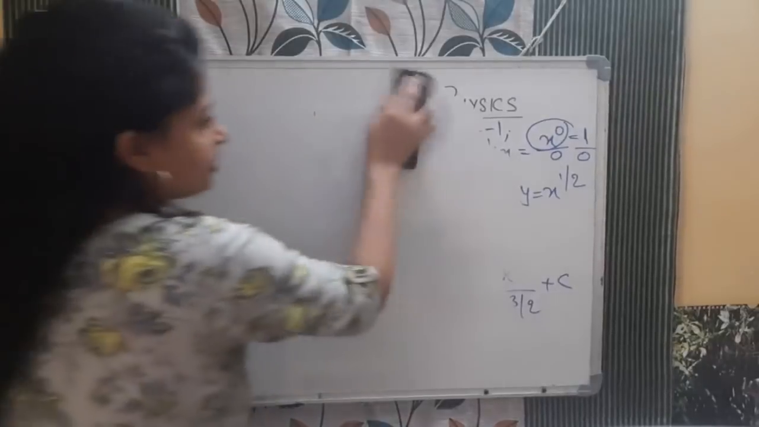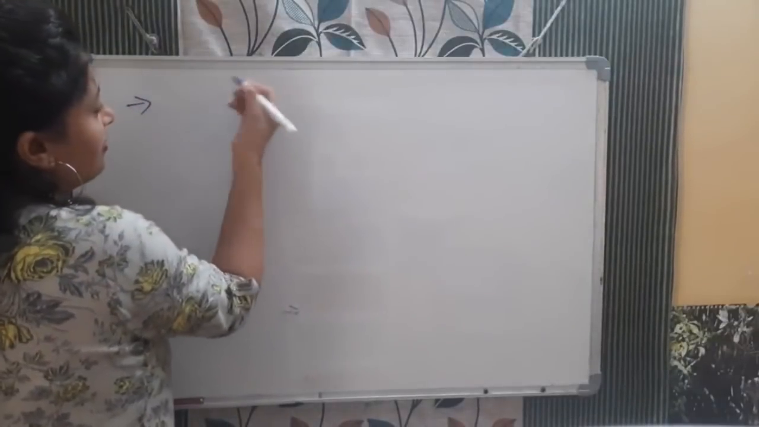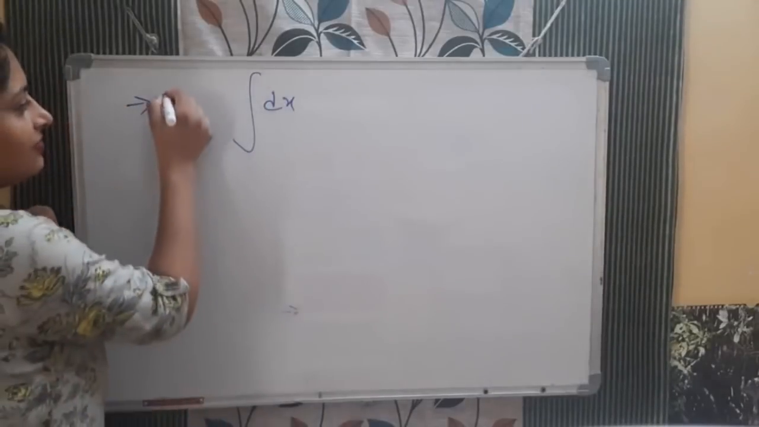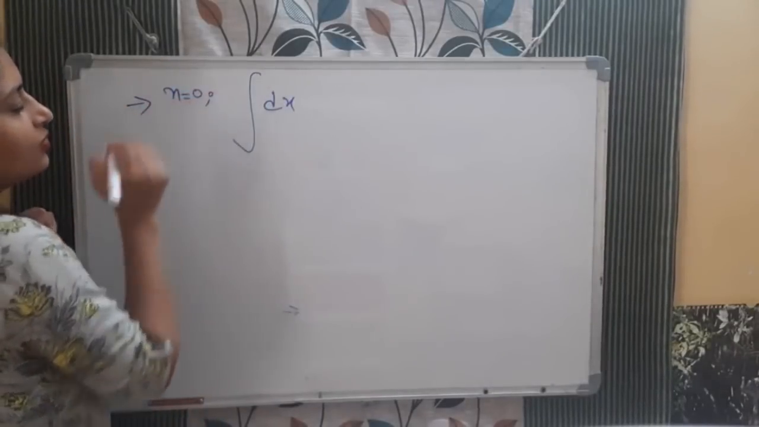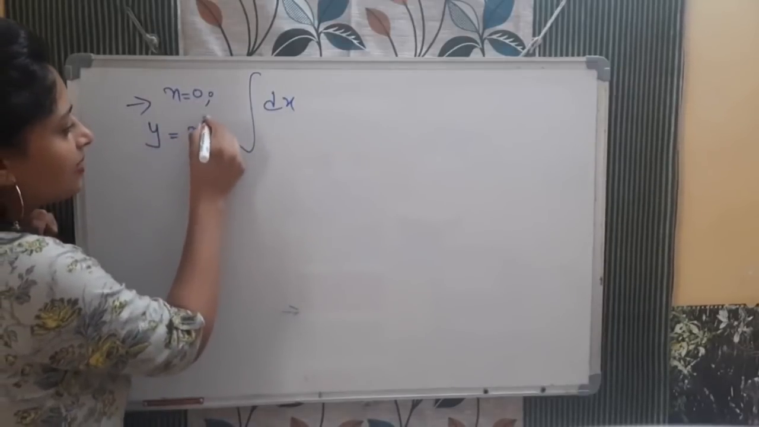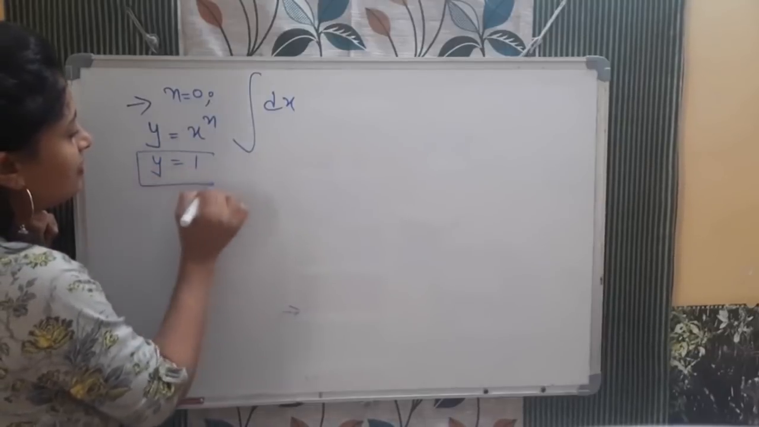Now we will do some more formulas and more things. See the next is what? If I say only dx is there, what do you mean by this? If I say n is equal to 0, what does that mean for us? Y is equal to x raised to the power n. If you put n raised to the power 0, it will be 1. We are saying this is the only function. Y is equal to 1.